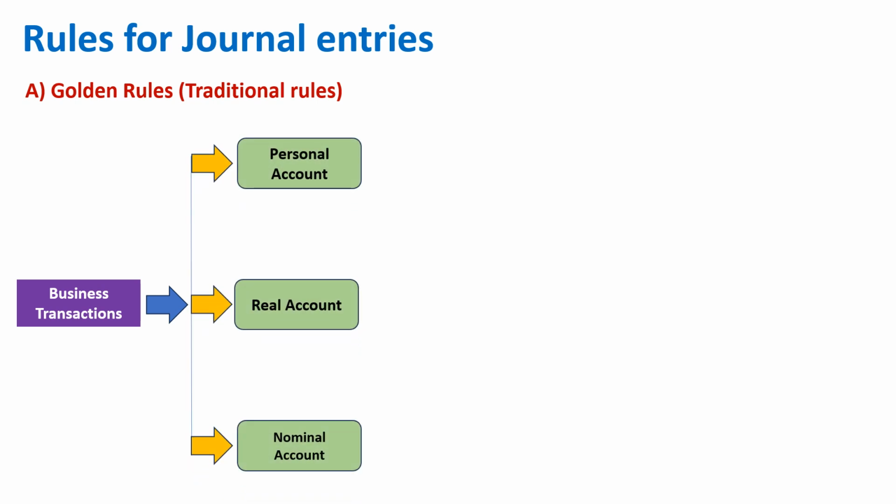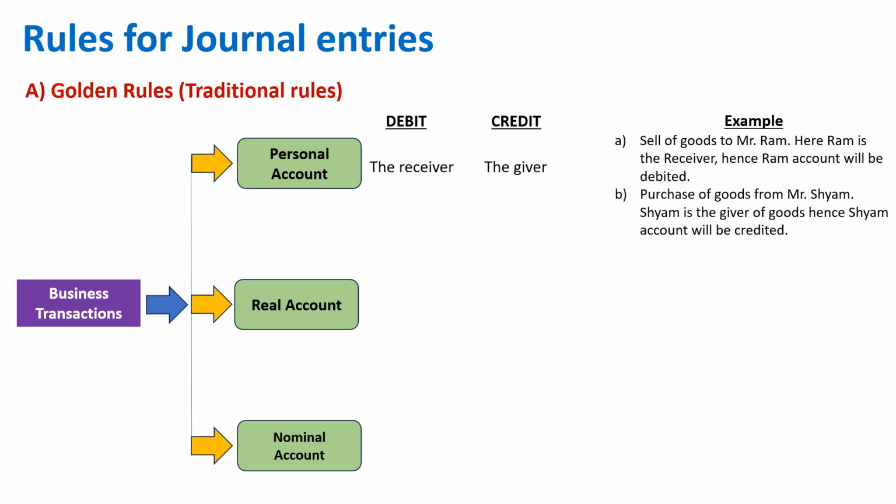One is the personal account, one is the real account, and one is the nominal account. Under personal account, the rule for debit and credit is the receiver is the debit and the giver is the credit. Let's take an example so you will understand more with clarity.